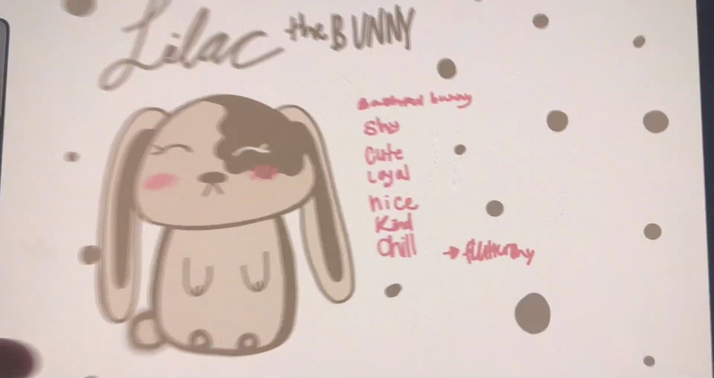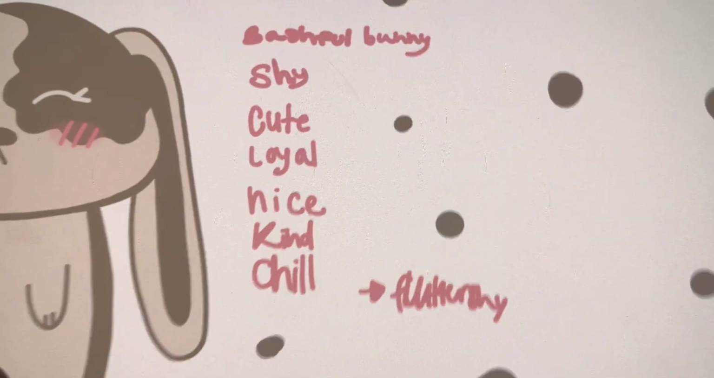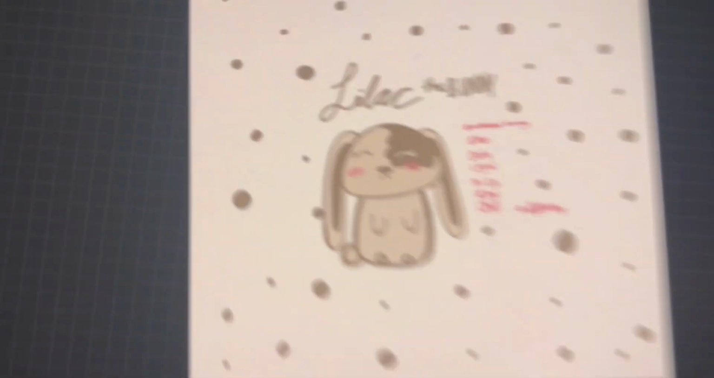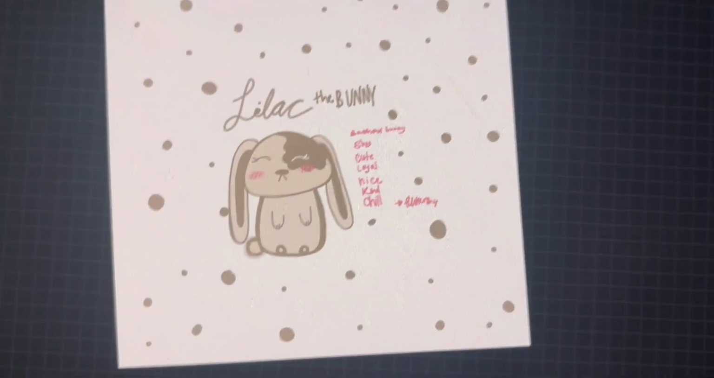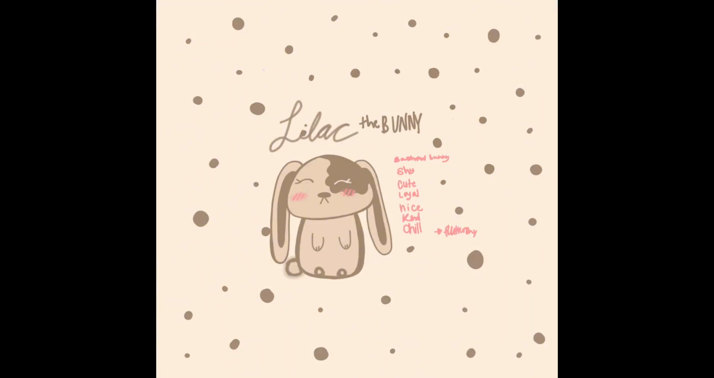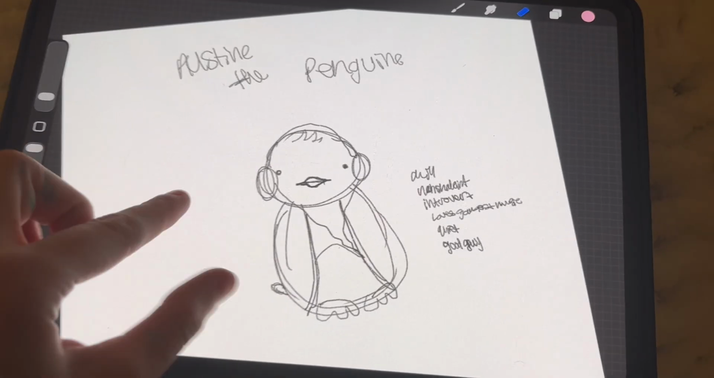A little transition. This is Lilac the bunny. She is a bashful, shy, cute, loyal, nice, kind, chill bunny. Kind of like Fluttershy if you've ever seen My Little Pony. Such a random reference. But basically, that's Lilac. Her whole character thing is giving kind of like ice cream, something like cookie dough ice cream. Yeah, cookie dough. But she's really cute and one of my favorite characters I made. So yeah, this is Lilac the bunny.